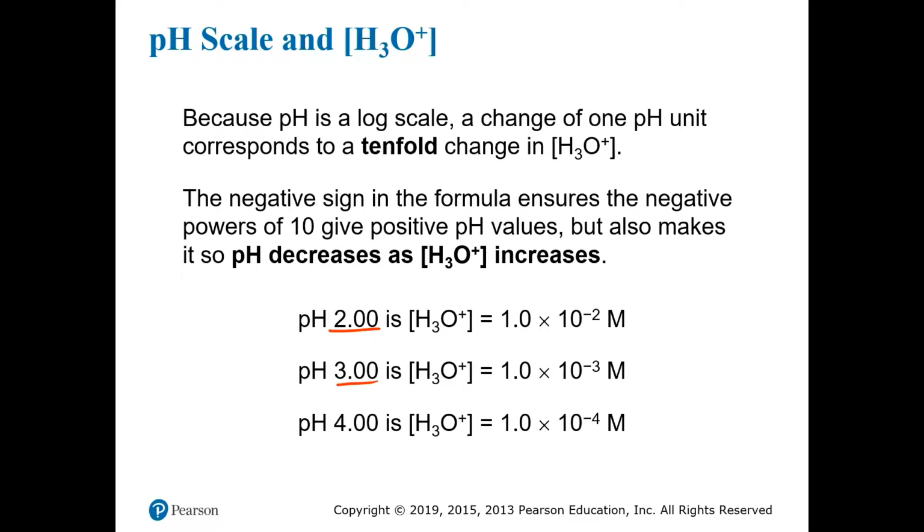So if our pH 2 solution has a concentration of 1 times 10 to the minus 2 molar, then pH 3 is going to be a concentration of 1 times 10 to the minus 3 molar. It'll be 10 times less hydronium because we're going up and therefore the acidity is decreasing. If we go up by another pH unit to a pH of 4, the concentration again drops by a factor of 10, and we have 1 times 10 to the minus 4th molar hydronium.